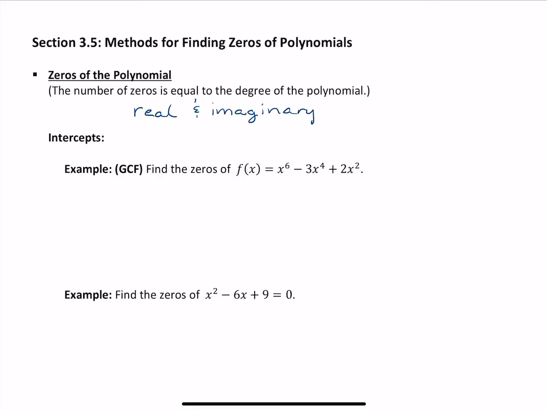Remember, if you have an imaginary zero, it doesn't show up on the graph, so it doesn't show as an x-intercept. But a polynomial will always have the same number of zeros as the degree of the polynomial. So if I have a fifth degree polynomial, I'm going to have 5 zeros. So just keep that in mind as you're finding zeros.